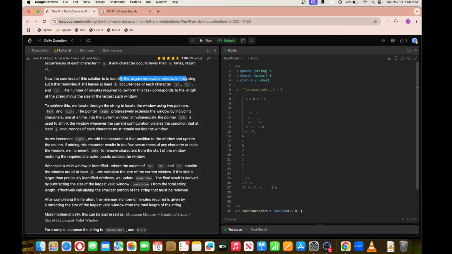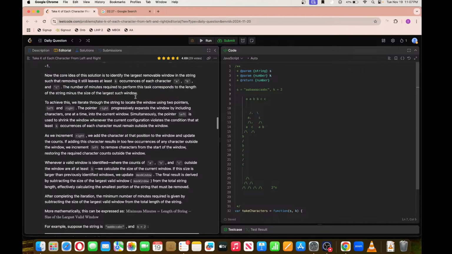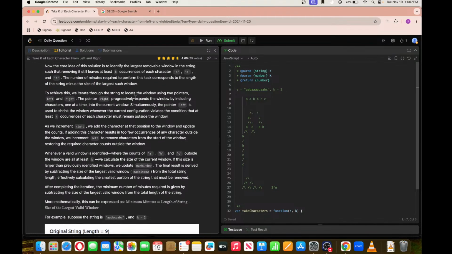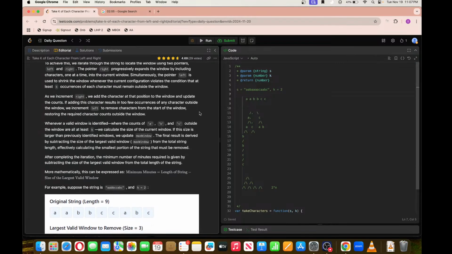So identify the largest removable window in the string such that removing it still leaves at least k occurrences. Then the number of minutes required to perform this task corresponds to the length of the string minus the size of the largest such window. To achieve this, we iterate the string to locate the window using two pointers, left and right. The pointer right progressively expands the window by including characters one at a time. The pointer left is used to shrink the window whenever the current configuration violates the condition that at least k occurrences of each character must remain outside the window.